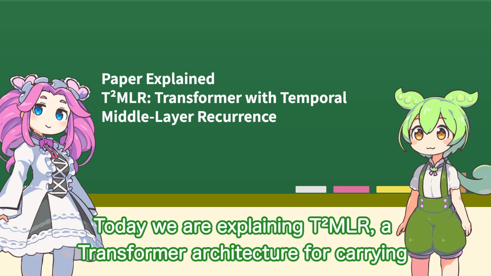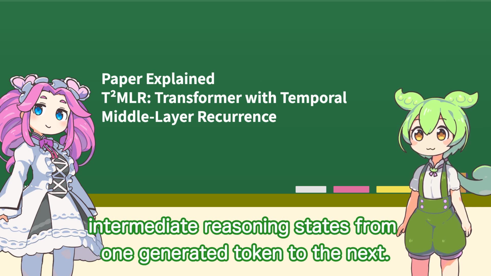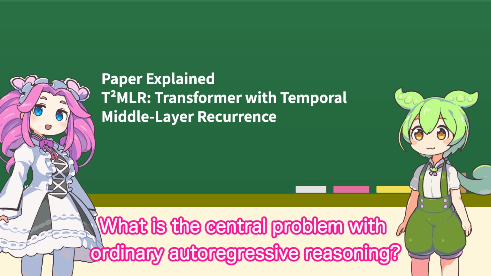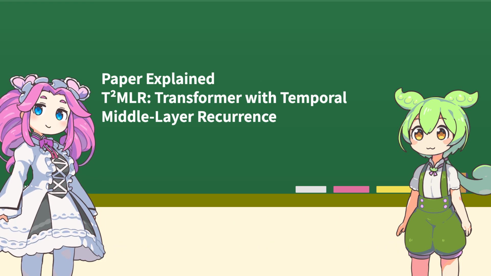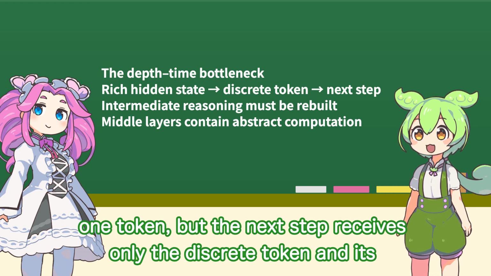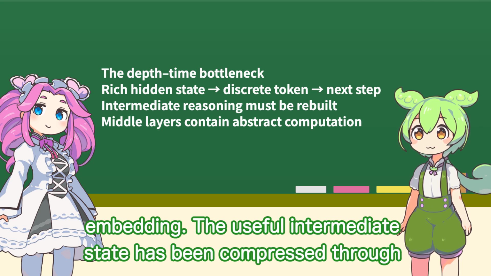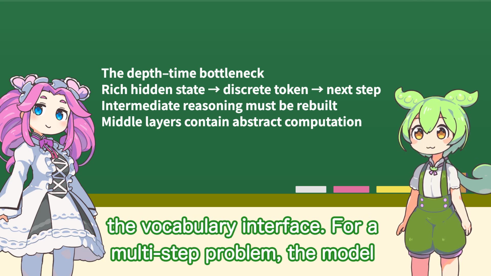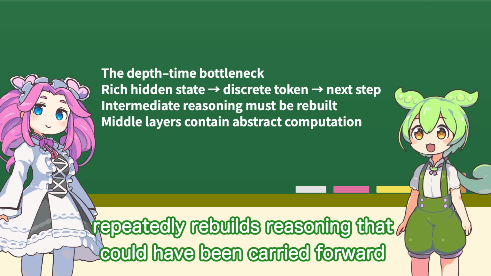Today we are explaining T2MLR, a transformer architecture for carrying intermediate reasoning states from one generated token to the next. What is the central problem with ordinary autoregressive reasoning? A transformer may perform rich hidden computation while generating one token, but the next step receives only the discrete token and its embedding. The useful intermediate state has been compressed through the vocabulary interface. For a multi-step problem, the model repeatedly rebuilds reasoning that could have been carried forward directly.